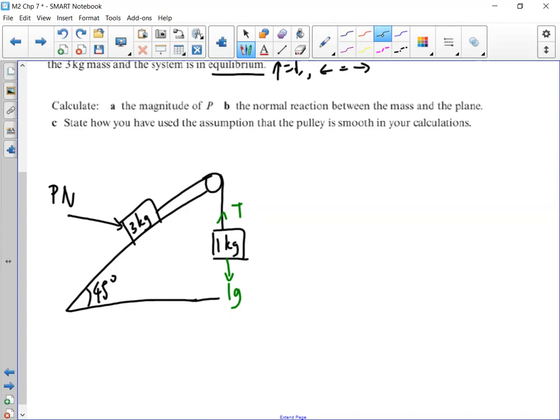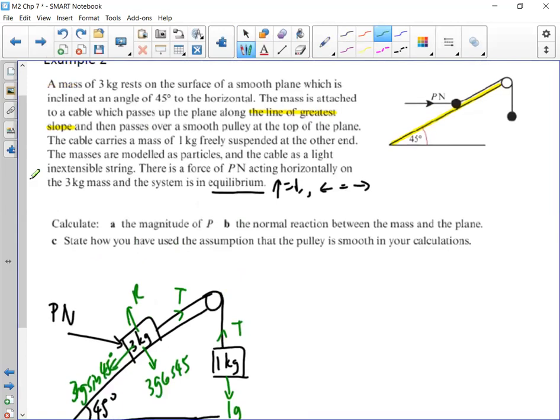Now for the 3 kilogram, it's on an inclined plane, so the 3 staple forces: 3G cos 45, which is mg cos theta, 3G sin 45, which is mg sin theta, and the reaction. Anything else is extra. Okay, so these 3 must be there. Now what else? Tension also pointing towards the pulley.